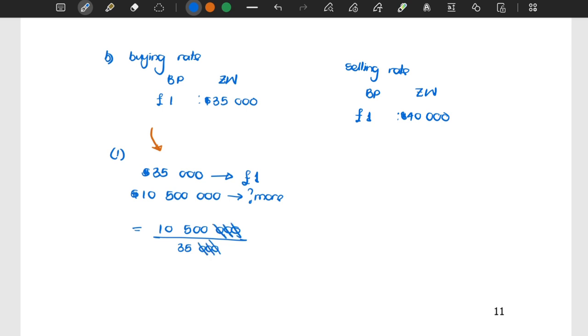1, 2, 3. And then 5, 7, 5, 2, 5, 1, 5, 0, 5, 0. 7, 1, 7 is 21, that's 3. So that's going to be 300 British pounds.